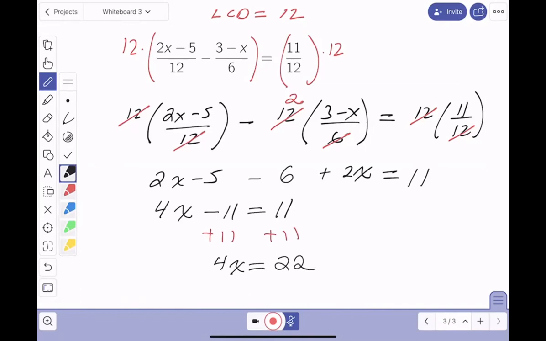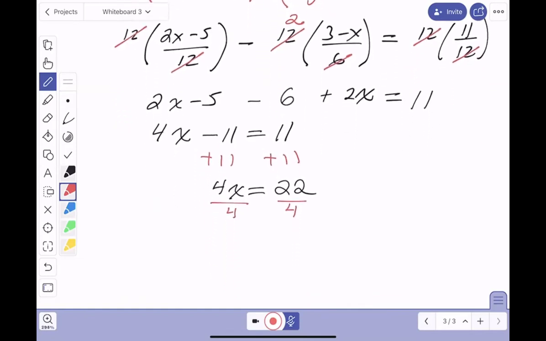Now what am I going to do? I'm going to divide both sides by 4. That's the numerical coefficient of the variable. And what do you get there? This is intentionally difficult, I know that. X equals 11 halves. I'm done. Okay, here comes the trouble.